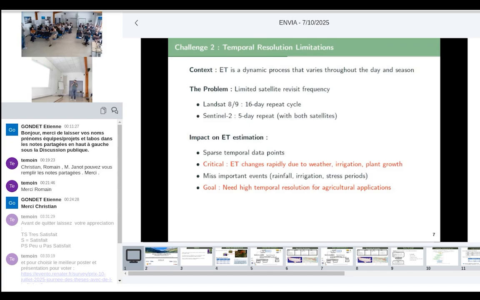For the second challenge, temporal resolution limitation: as we know, evapotranspiration is a dynamic process that varies throughout the day and season, but satellites have a limited revisit frequency. For example, for Landsat 8 or 9, we have a 16-day repeat cycle, and for Sentinel-2, a 5-day repeat. Why is this critical? Because evapotranspiration changes rapidly due to weather, irrigation, and plant growth. With this, we will miss important events.